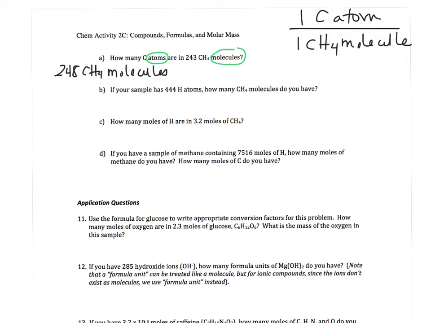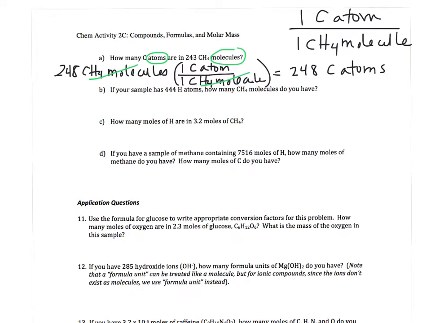Now I want to go from molecules to atoms, so I'm going to look for a conversion factor that has molecules in the denominator so I can cancel it out, and atoms in the numerator. And look, I've got it all written out here already in the right format. So you can see my CH4 molecules will cancel, and I'm going to be left with carbon atoms. And because there's one carbon atom per molecule, the numerical value of my calculation doesn't change, 248 carbon atoms.